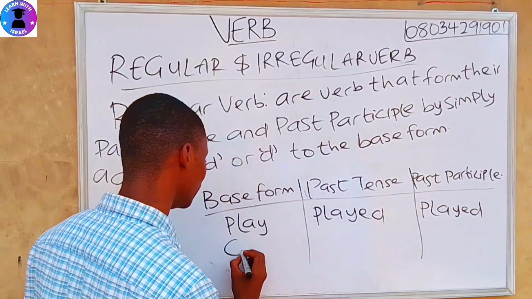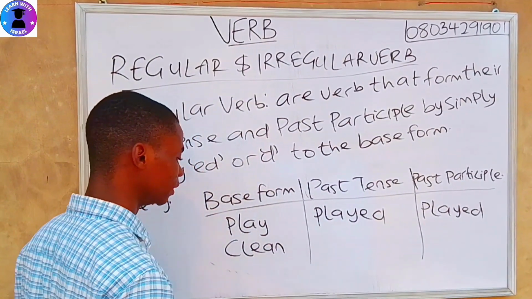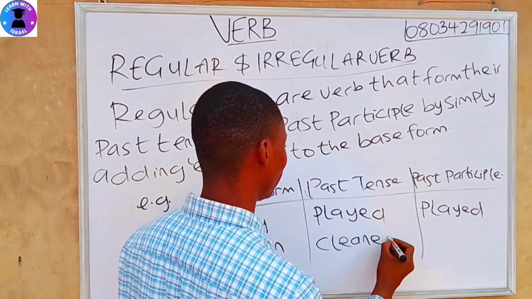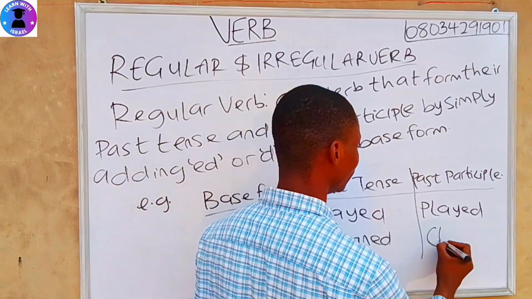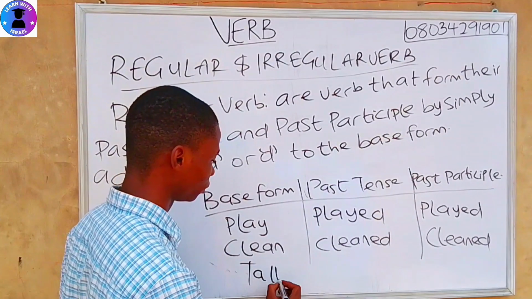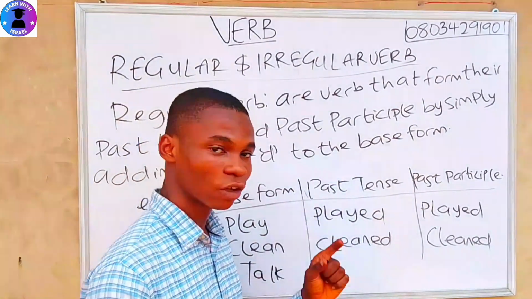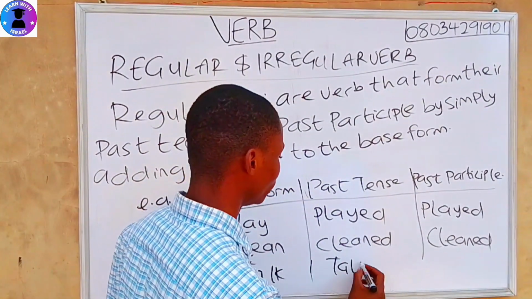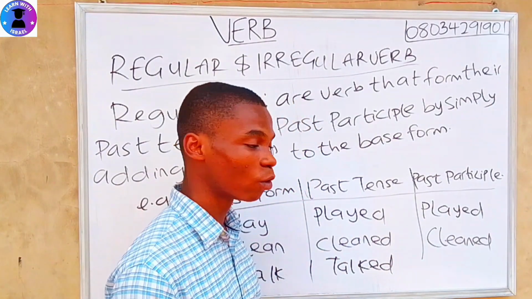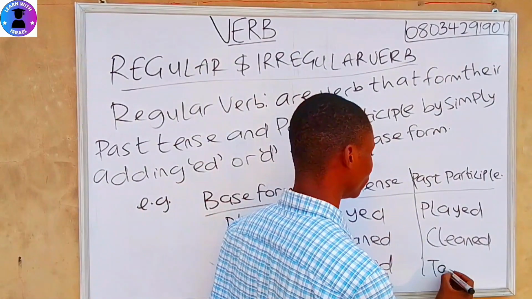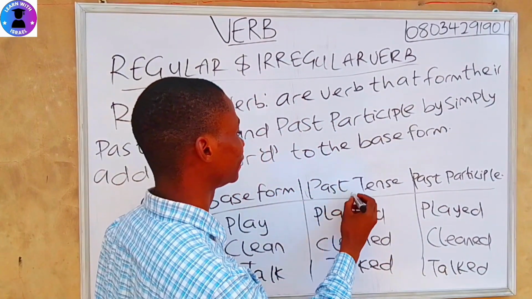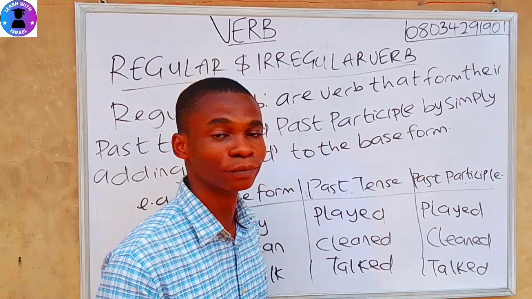Another example, clean. The past tense is cleaned, while the past participle also is cleaned. Talk. The past tense of talk is talked, while the past participle of talk is talked. You can see that ed is being added to the past tense and the past participle.